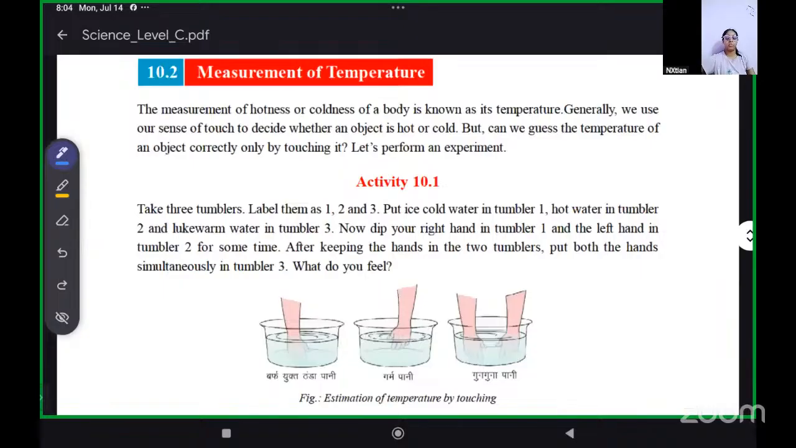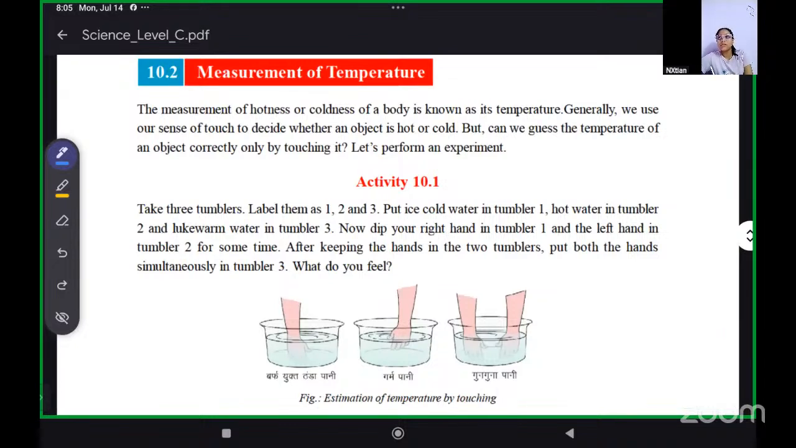Then there comes a measurement of temperature. The measurement of hotness or coolness of a body is known as its temperature. How cold a body is or how hot something is, that is the temperature. Generally, we use our sense of touch to decide whether an object is hot or cold. Usually, we touch something and we can tell if something is cold or hot.